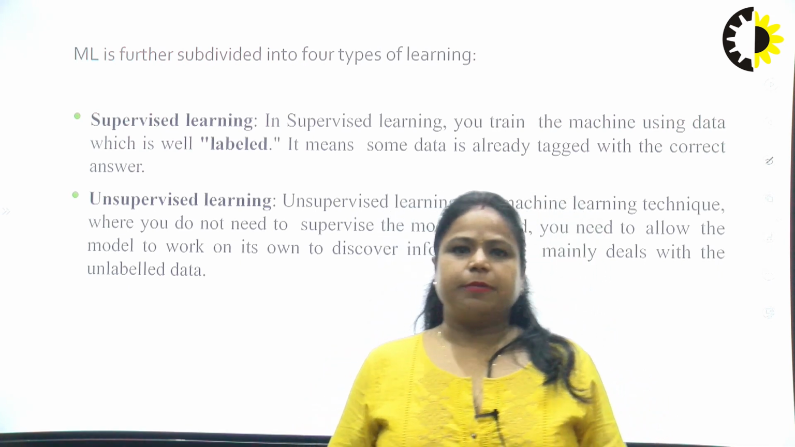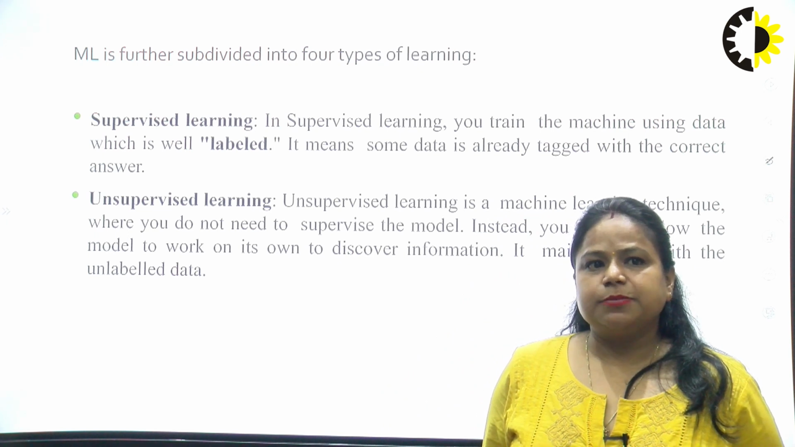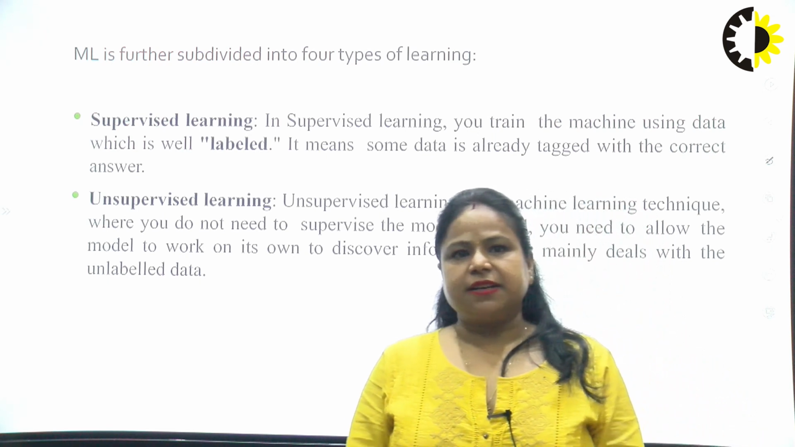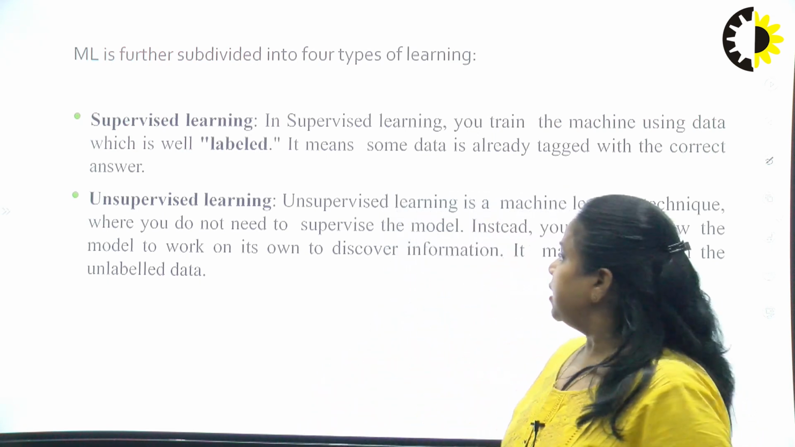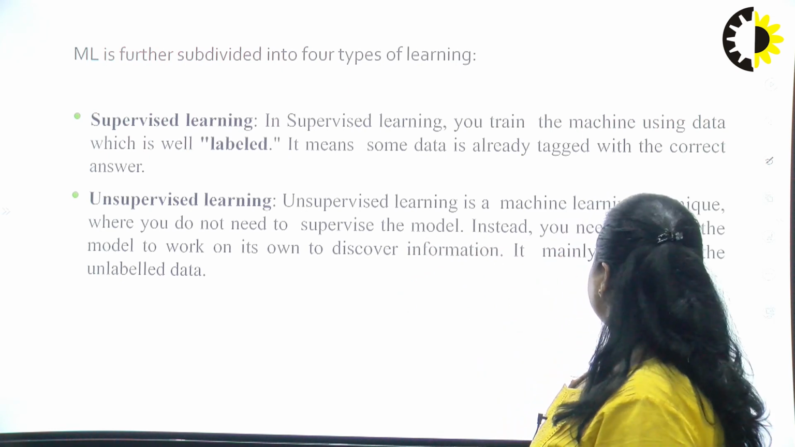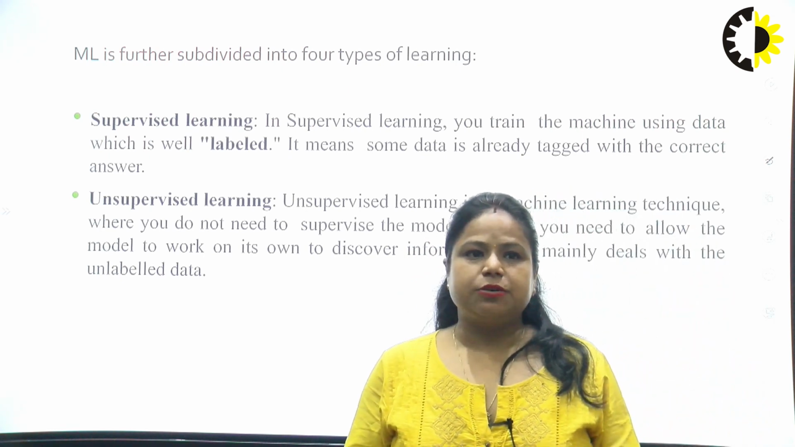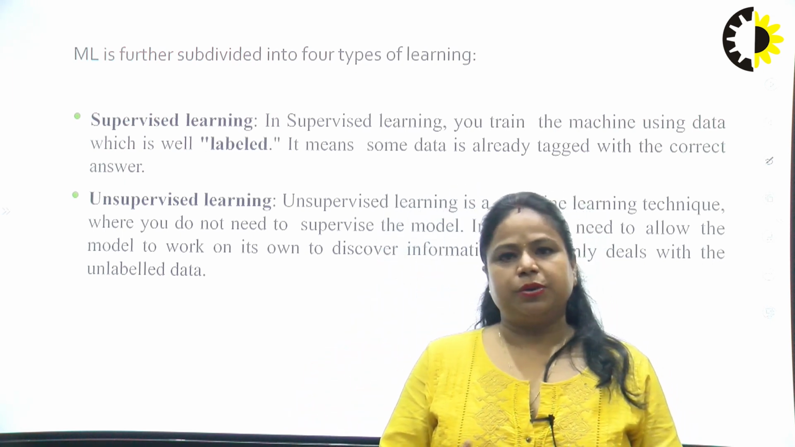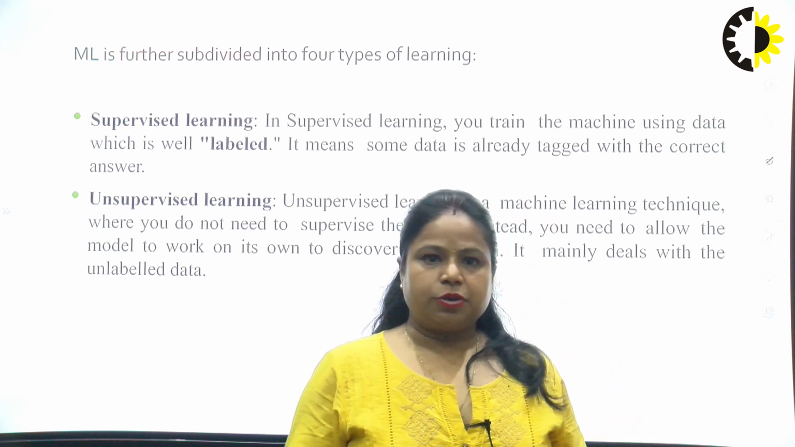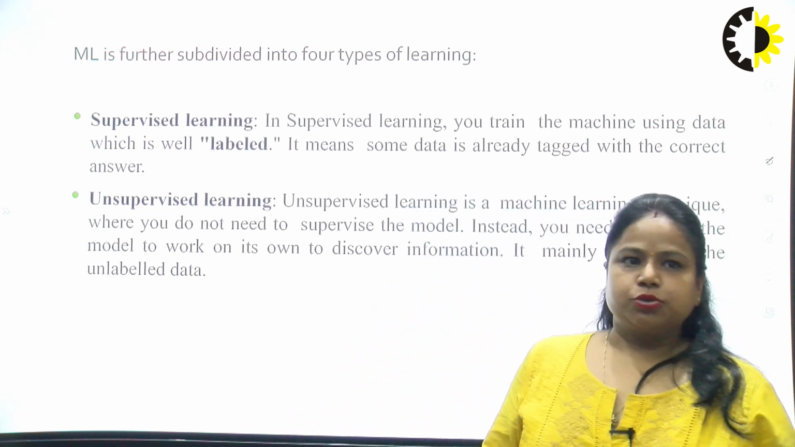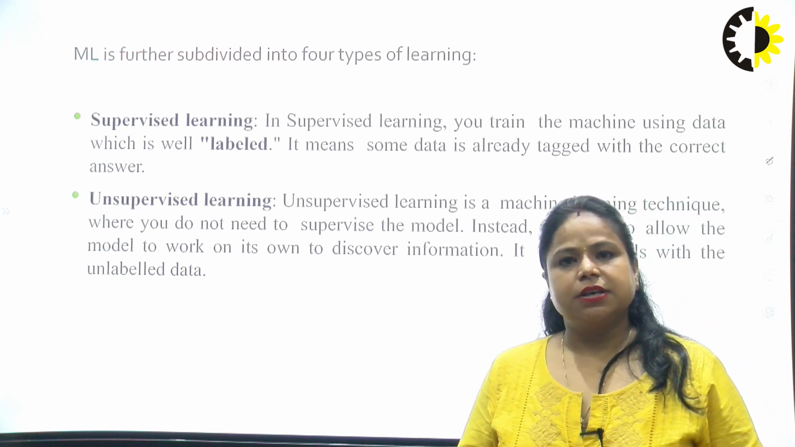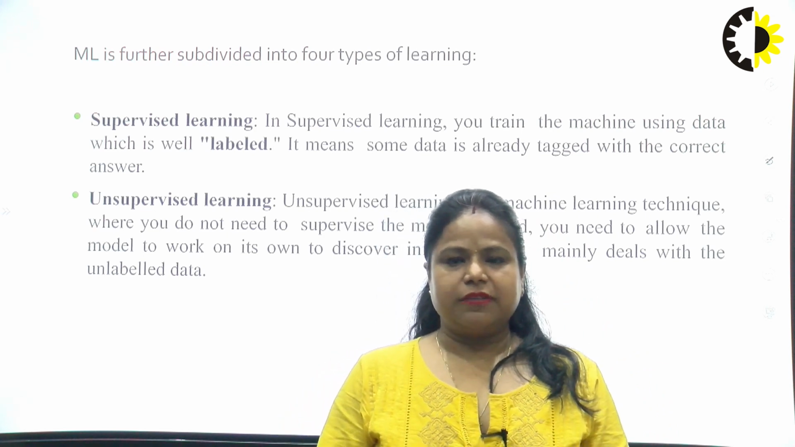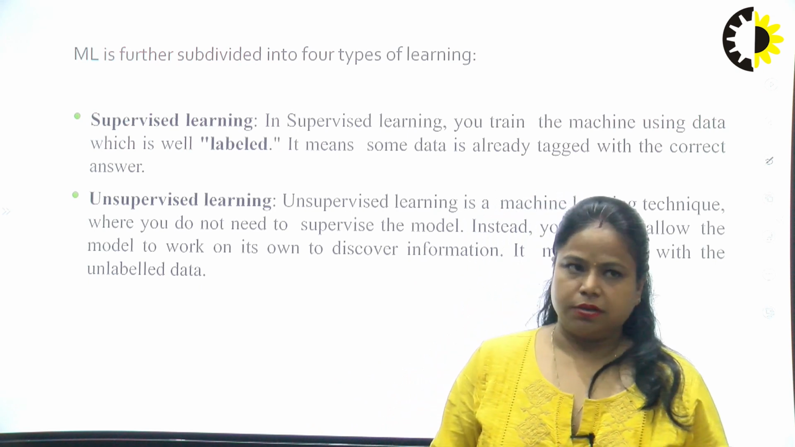Next, we are going to talk about unsupervised learning. Unsupervised means we do not need any supervision. The data is not labeled. Unsupervised learning is a machine learning technique where we do not need to supervise the model. Instead, you allow the model to work on its own to discover information because it has unlabeled data. Whatever situation comes, the model will handle it itself. We are not giving any supervisor to that particular model.